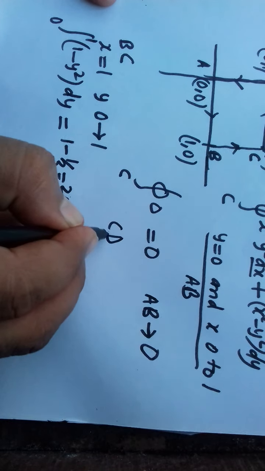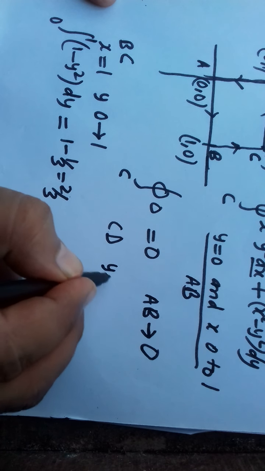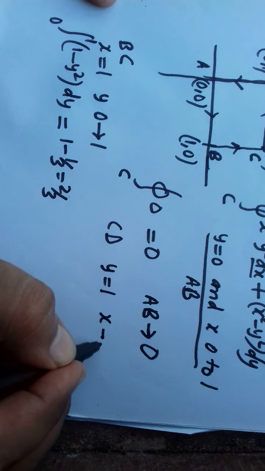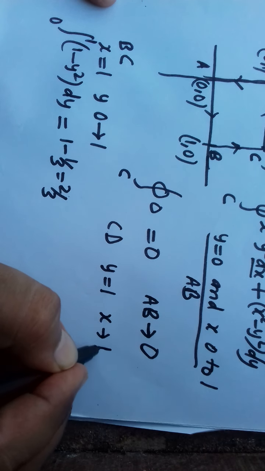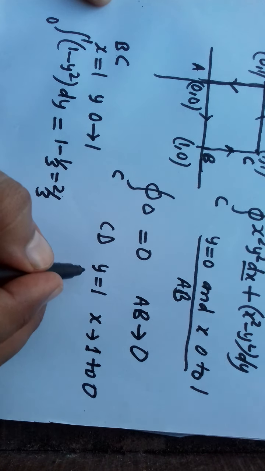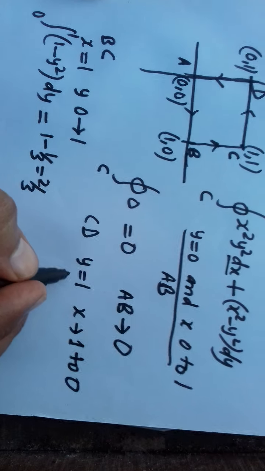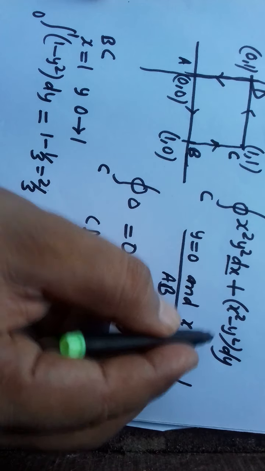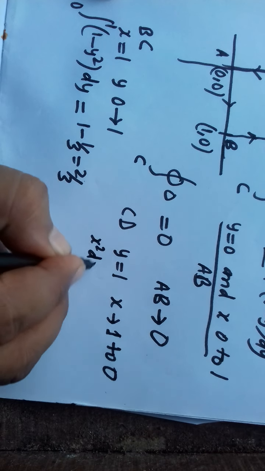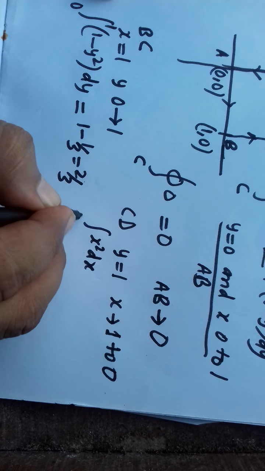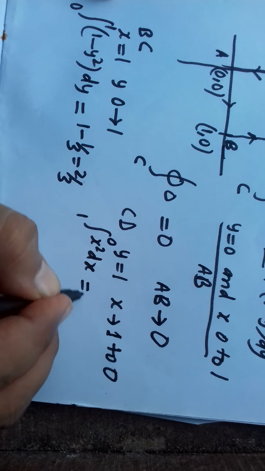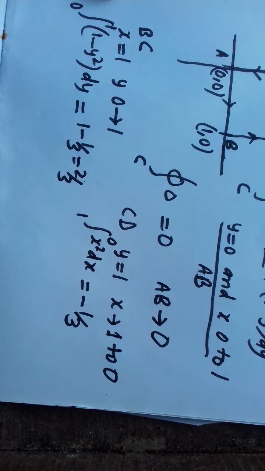Now CD. For CD, y equals 1 and x goes from 1 to 0. Putting y equals 1, that is constant, so this will be 0 and this will be x square dx. The limit is from 1 to 0. This gives us minus 1 by 3.